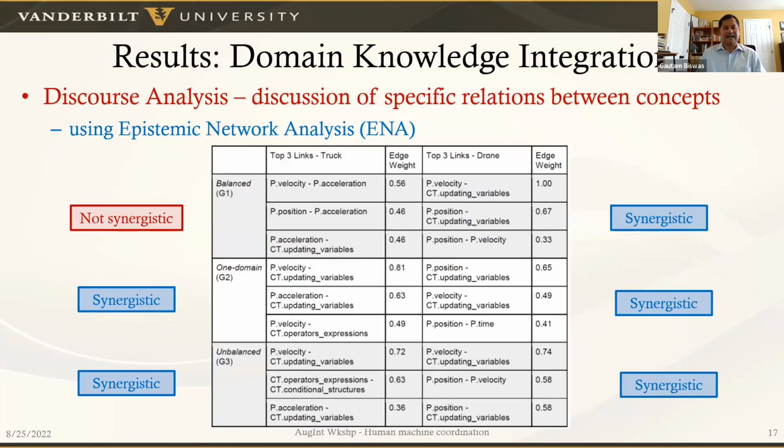When you look at discourse, we again looked at how synergistic they were. Did they combine their science and CT knowledge well? It turned out that for the balanced group, initially, because each student had more expertise in one of the two domains, it was non-synergistic. The other student just relied on the student who had more knowledge to provide the knowledge to construct the model.